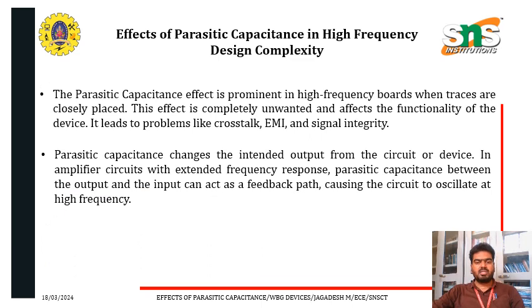The parasitic capacitance effect is prominent in high frequency boards when traces are closely placed. This effect is completely unwanted and affects the functionality of the device. It leads to problems like crosstalk, EMI, and signal integrity. Parasitic capacitance changes the intended output from the circuit or device. In amplifier circuits with extended frequency response, parasitic capacitance between the output and input can act as a feedback path, causing the circuit to oscillate at high frequency.